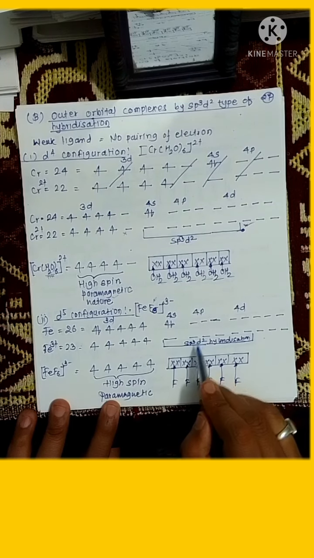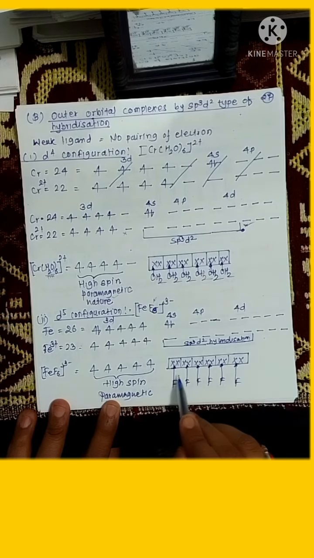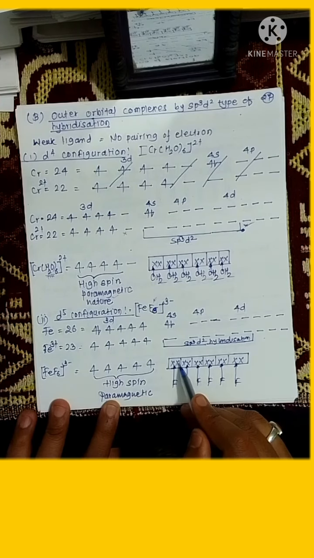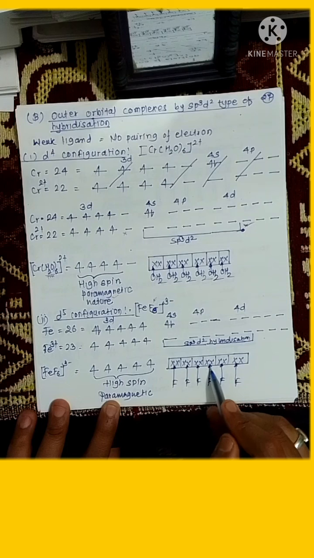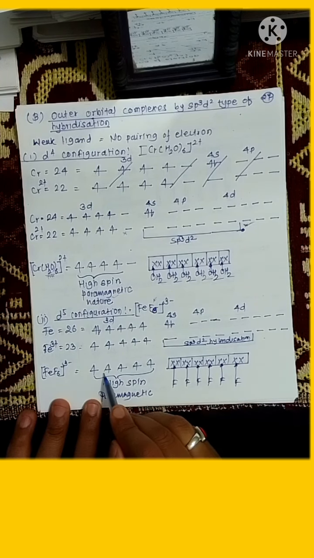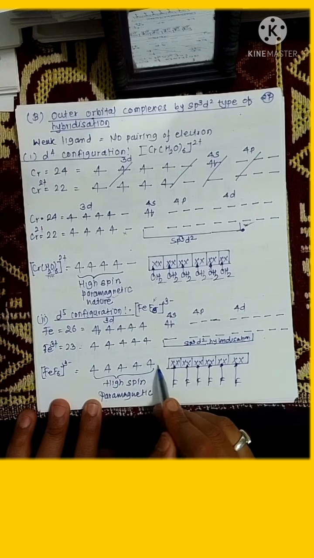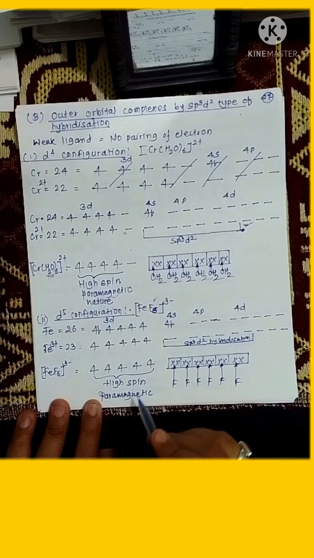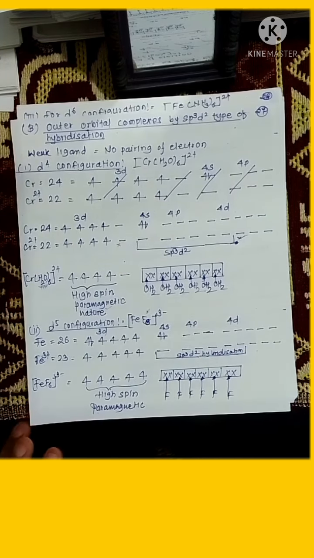So there are 6 hybrid orbitals formed, and each ligand donates its electron pair into the hybrid orbitals. In this case also we see that there are 5 unpaired electrons present. So this complex is also a high spin complex, and it is highly paramagnetic in nature.